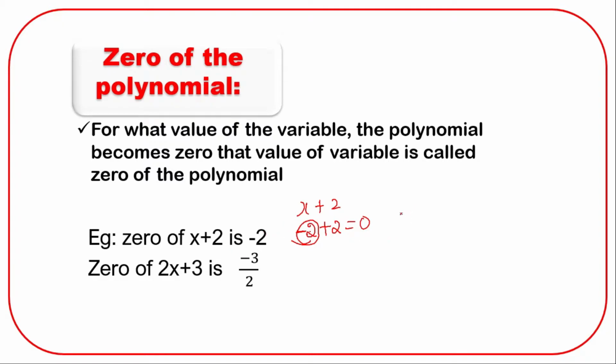In the same way, how to find the zero of any polynomial? 2x plus 3 is there. So we have to equate the polynomial to 0. Then 2x equal to, if I take plus 3 to the other side, it will become minus 3. x equal to minus 3 by 2 is the zero of this polynomial. Is this clear? In the same way, we can find zeros of quadratic and cubic polynomials also. Right? Next.